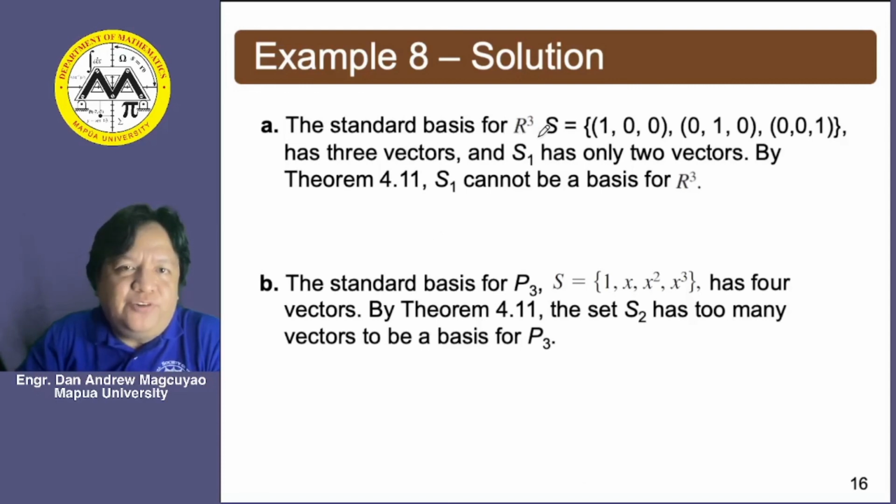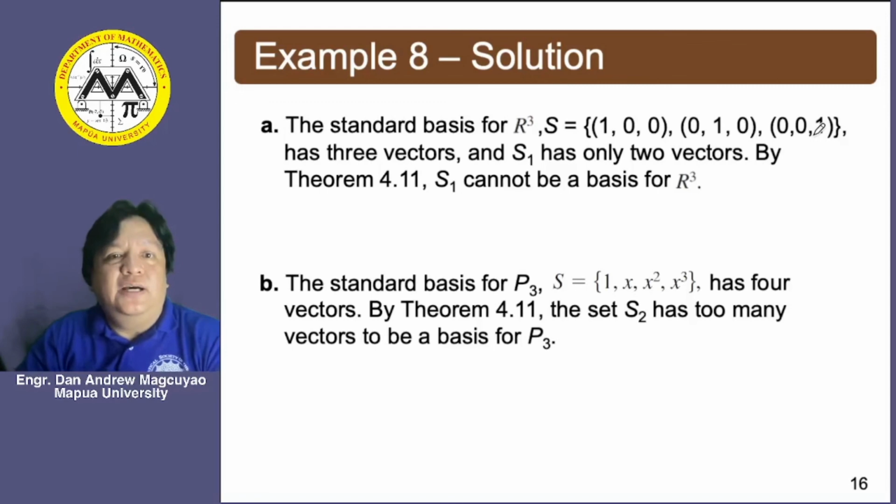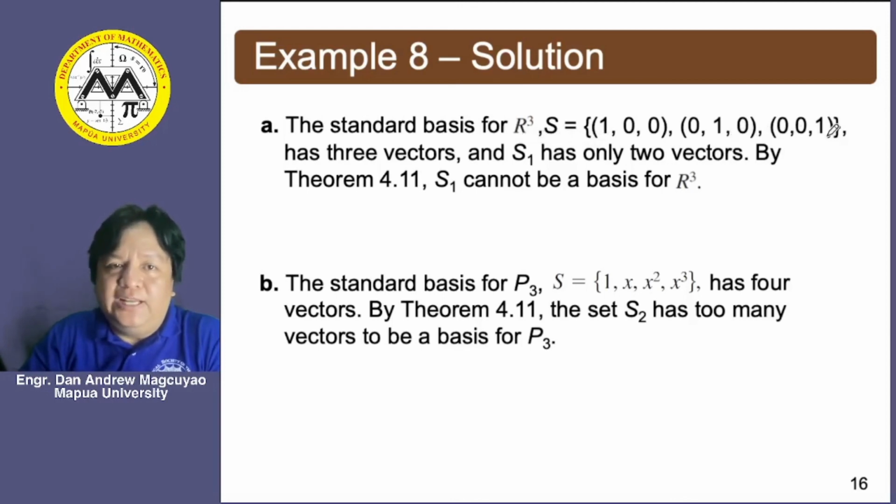The standard basis for R cube is S equal to (1, 0, 0), (0, 1, 0), and (0, 0, 1). Thus, there are three vectors in the basis for R cube. So if we are referring to any R cube, there must be three vectors in its basis. But since the example has two vectors, it's not a basis. For this one, the standard basis for P sub 3 has four vectors. There are five polynomial vectors given, so that is not a basis for P sub 3.